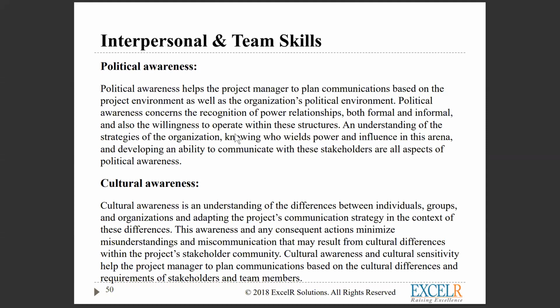So this is all it is. These are all the basic things a project manager should be knowing. If you are taking care of that, then you are good. If you are not taking care of all these things, then you are not doing your job. As simple as that.